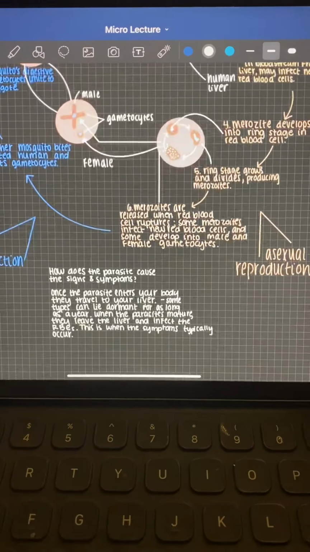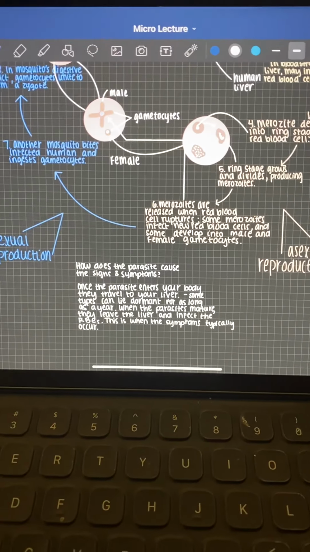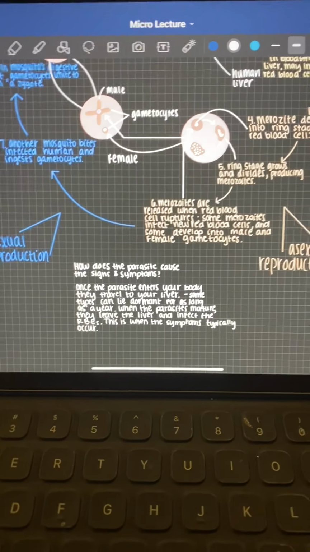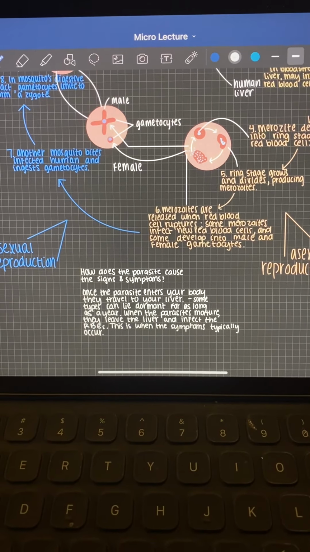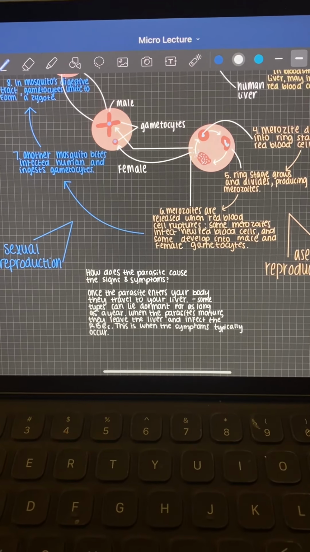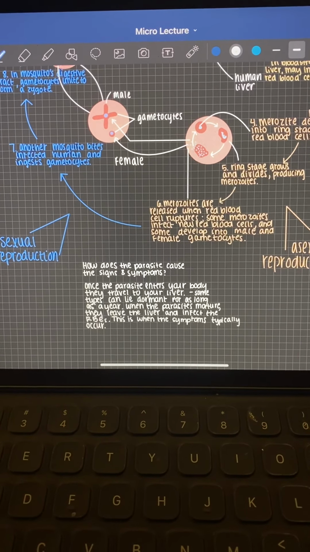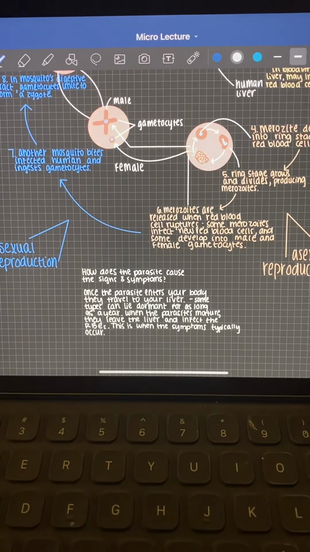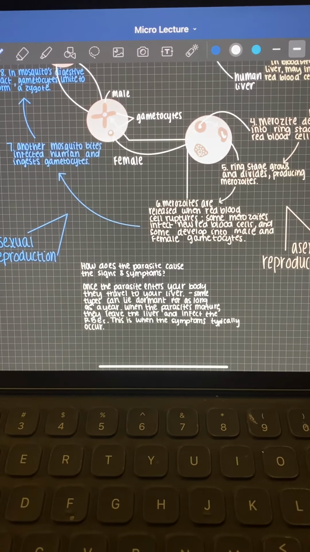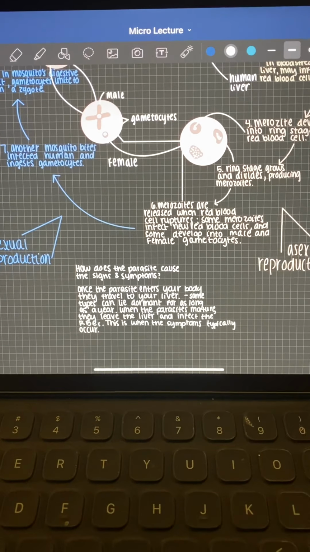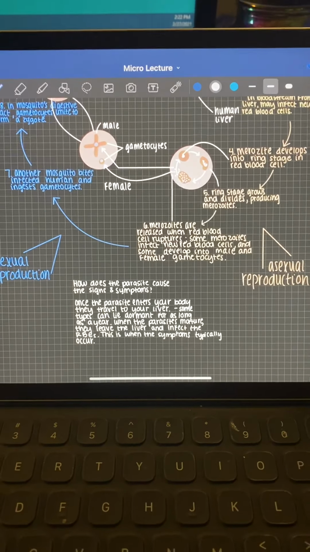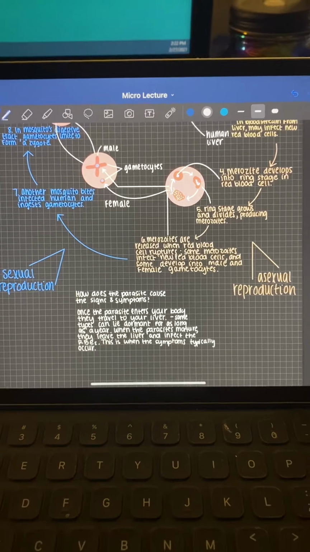So last topic before we start the chart, how does the parasite cause the signs and symptoms? So once the parasite enters your body, it travels to your liver. Some types can lie dormant for as long as a year. And when the parasites mature, they leave the liver and then they infect the red blood cells. So once it leaves the liver and infects the red blood cells, that's when usually the symptoms would occur.